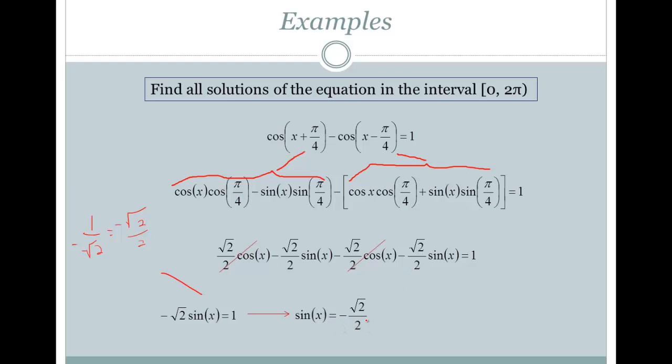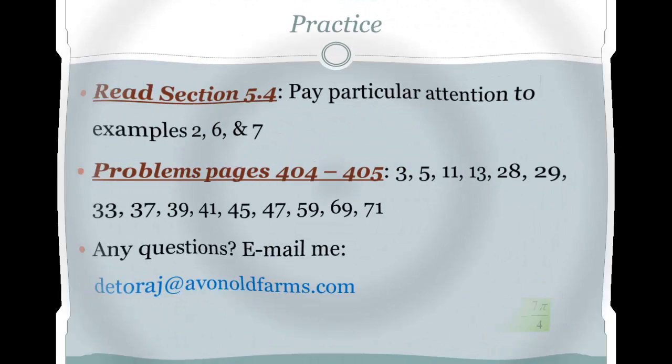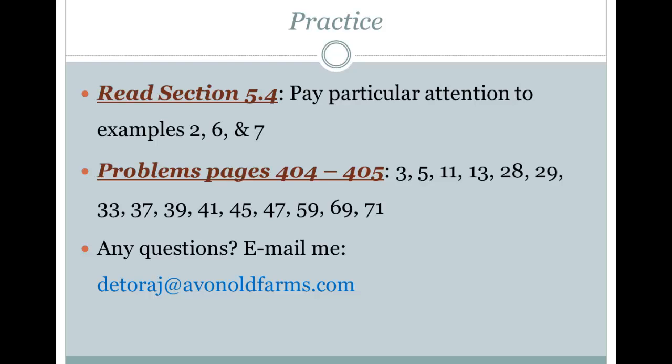When is this going to be true? I'm thinking I'm going to be in quadrants 3 and 4, and so x is equal to 5 pi over 4 and 7 pi over 4. There are a couple examples on using the sum difference formulas.